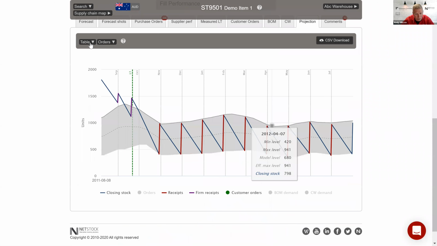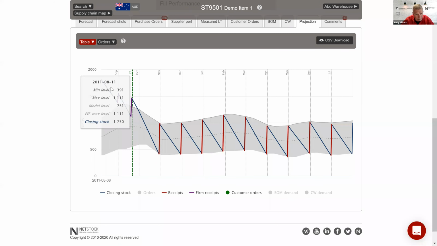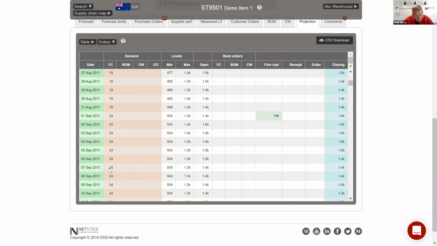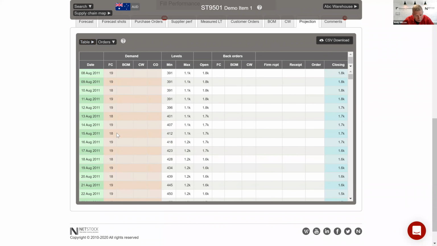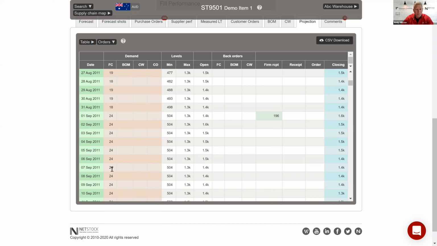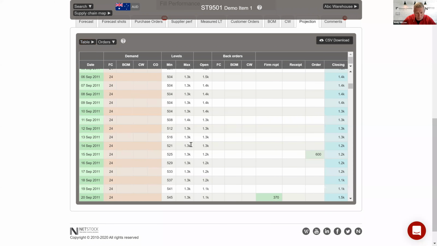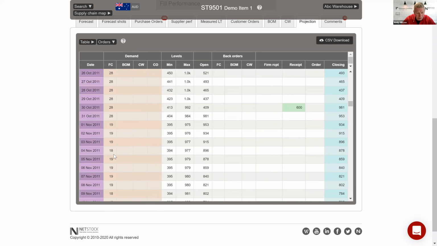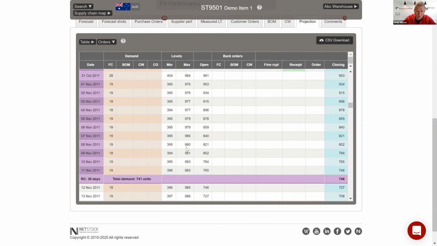So in the background, what happens is the forecast is broken into daily buckets. As you can see, the forecast is changing as we get into the future. This is the 8th of August, obviously, and now we're moving into the future. And we can also see the minimum and maximum levels changing. As the forecast peaks up, they get higher and higher. As the forecast drops, they start to drop back down.